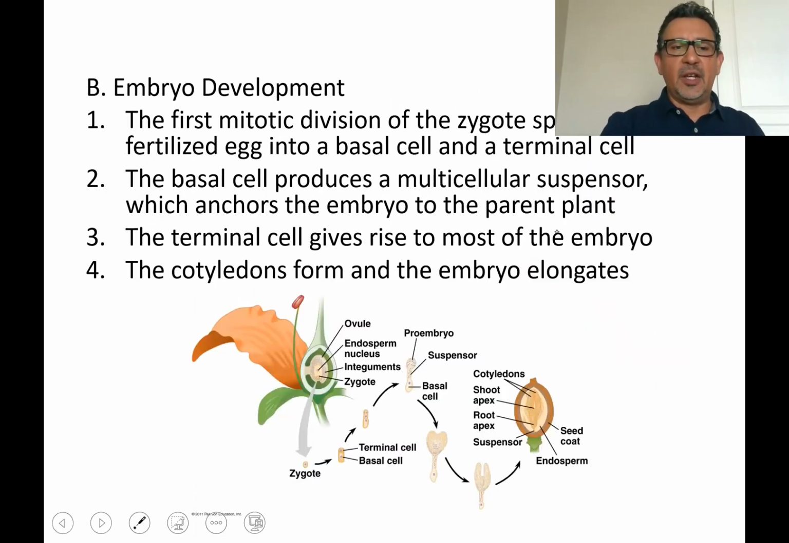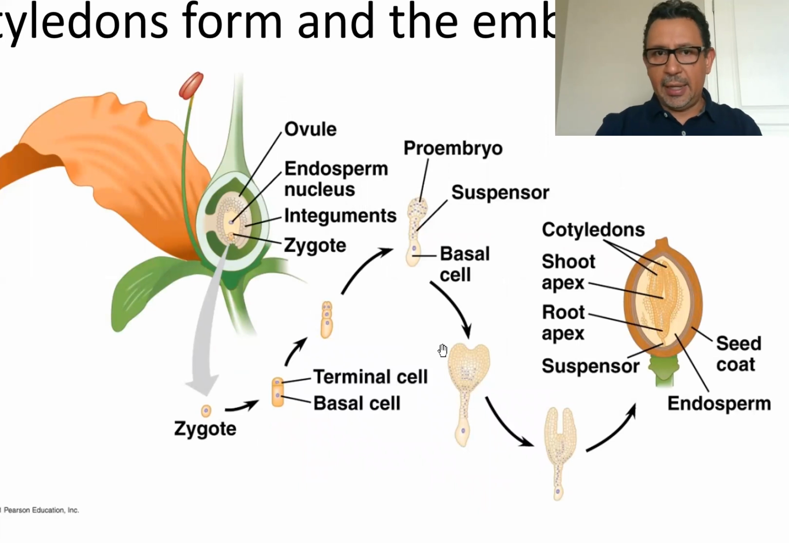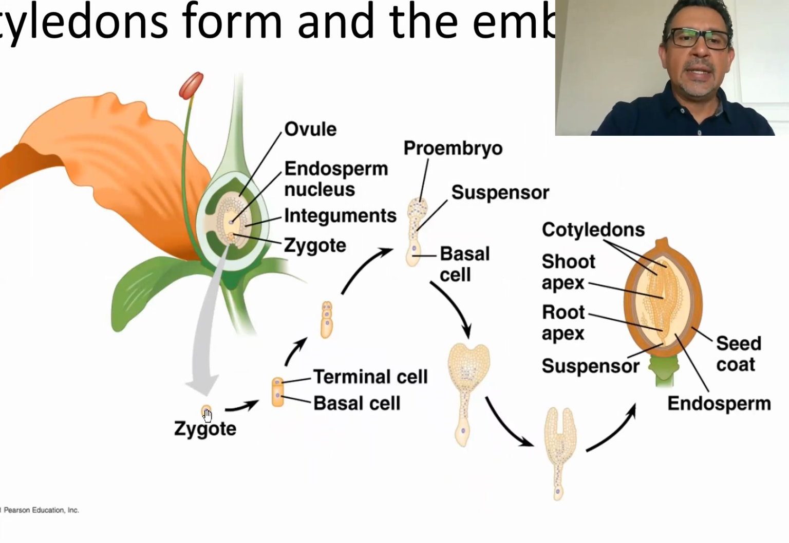With regards to the development of the embryo, this illustration can help us make some of those connections I mentioned at the beginning of my presentation. The zygote, as you know, is a fertilized egg. The union of the egg and a sperm produces a zygote. First, this zygote is going to divide by mitosis and make two cells, a terminal cell and a basal cell.